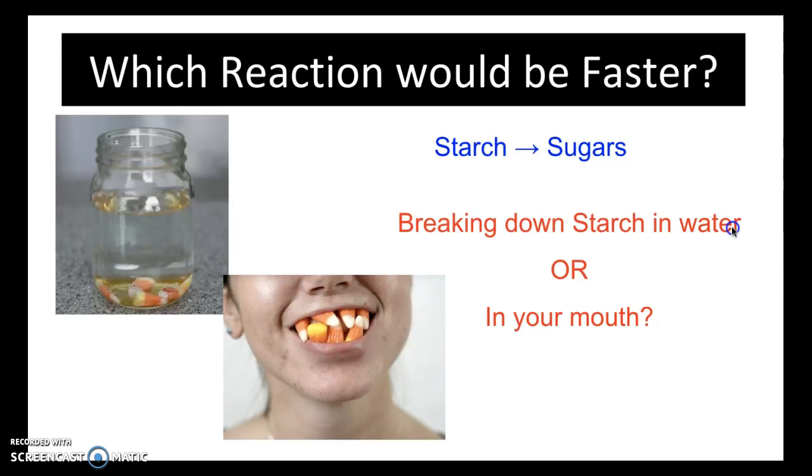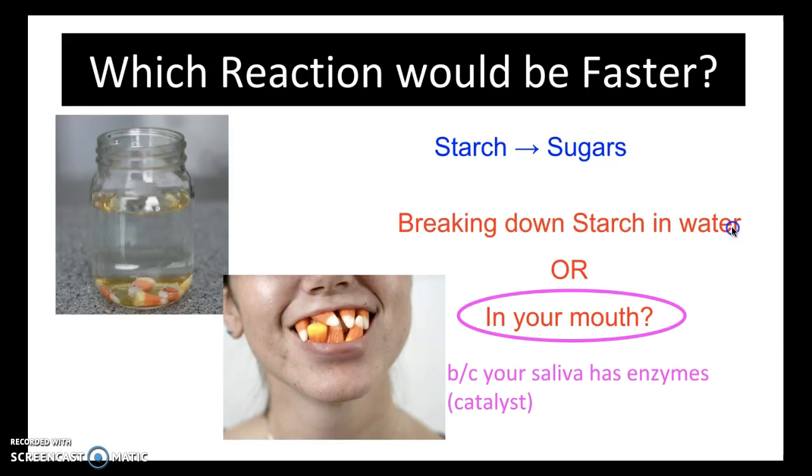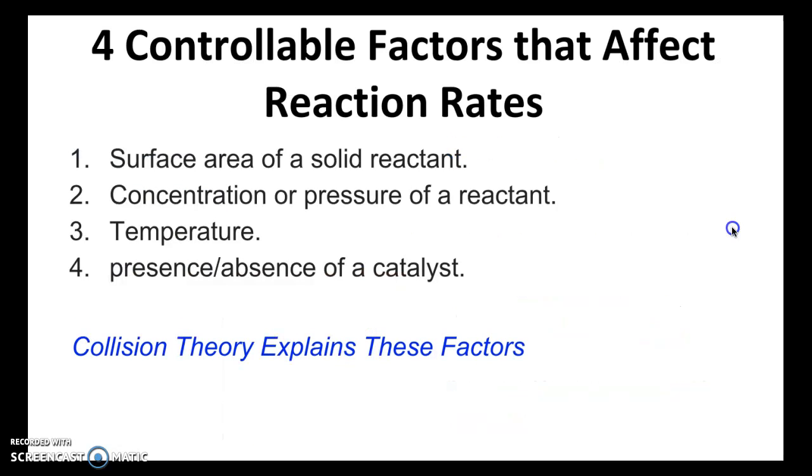Last one, which would be faster? Breaking starches down into sugars in water, or in your mouth? Make sure you circle the answer. Great, in your mouth. That's because your saliva has enzymes, which are biological catalysts that help break down starches and other carbohydrates. So what we just reviewed are the 4 controllable factors that affect reaction rate: surface area, concentration, temperature, and presence or absence of a catalyst.